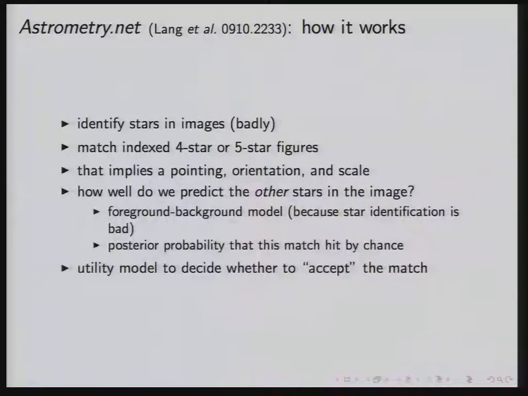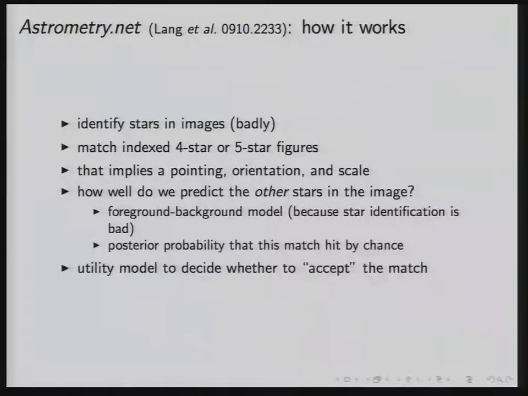The way it works, as I just said, is you identify stars in the image. That's a very bad process. Then we look for 4-star figures. We actually run at 4 stars, but the code is so beautiful that it's just a switch in the code, and then it all reruns with 5-star figures. I'm very proud of the code. It's absolutely awesome.